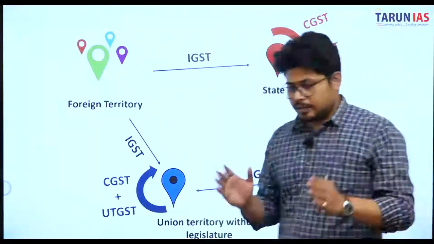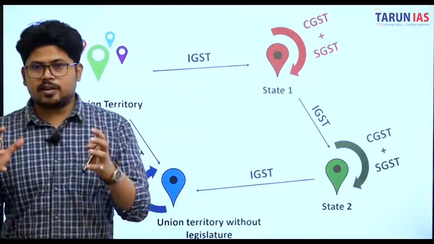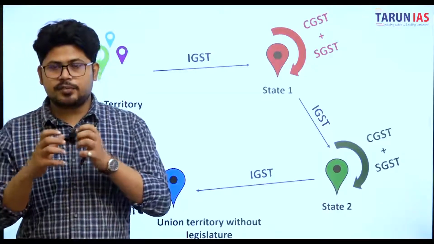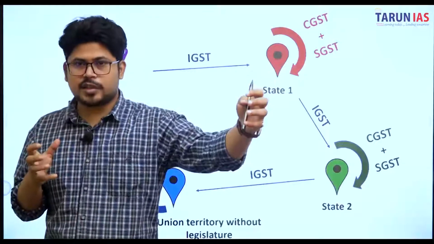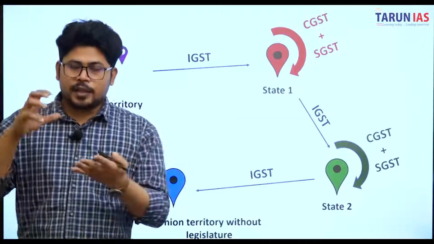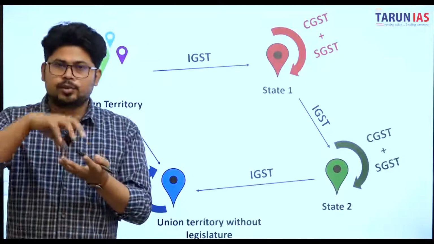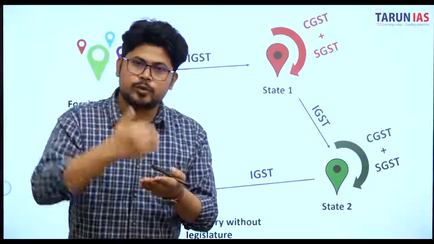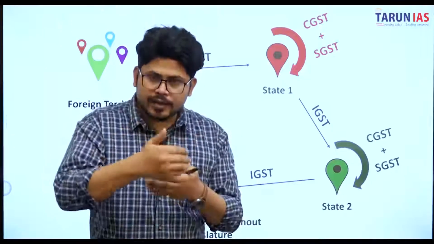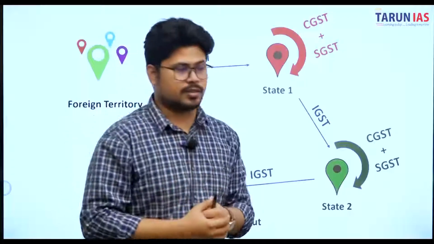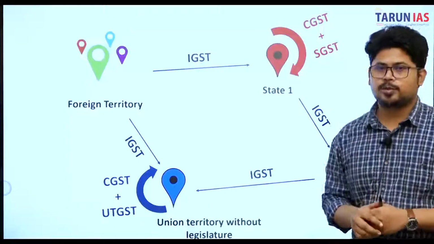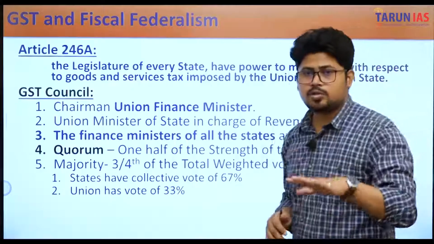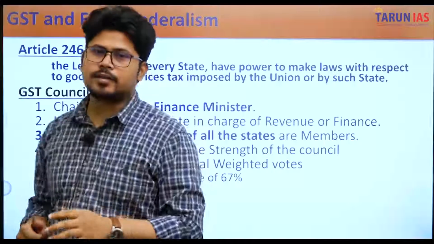That means if the trade and commerce is between two states, then it is IGST. If it is between a foreign country and a state in India, it is IGST. If it is occurring within the state, then it is state GST plus central GST. And if it is occurring within a union territory, then it will of course be union territory GST and central GST. I hope you understood how and what kind of GSTs are imposed. Now let's look at how GST has impacted our fiscal federalism.